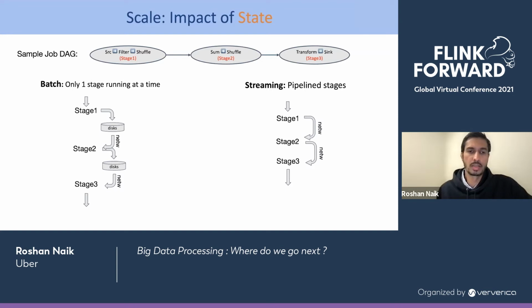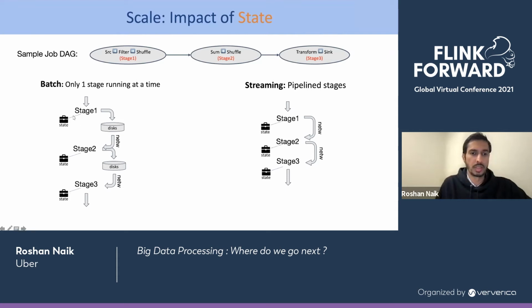State is something that's maintained by each operator in the job. There are stateful operators and there are stateless operators. In this example, we have the filter operator in stage 1, which is a stateless operator. Similarly, the transform operator in stage 3 is also stateless. Whereas the sum operator in the second stage is a stateful operator. It needs to maintain some kind of a count. If it's a word count, for example, it's going to have a hash map with the words and the counts for each word.